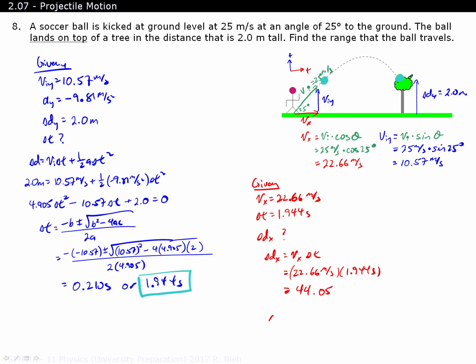Two sig figs? Yes. Delta dx is equal to 44 meters. End of story.